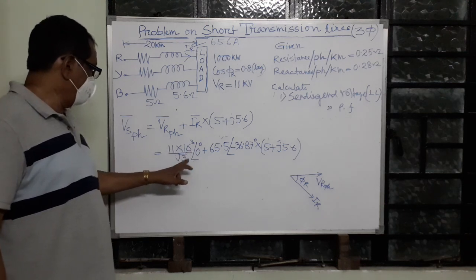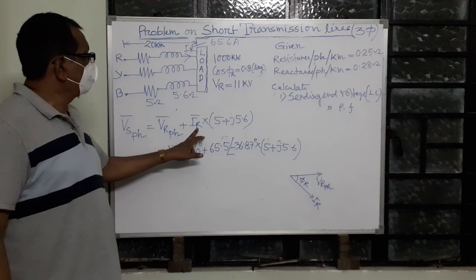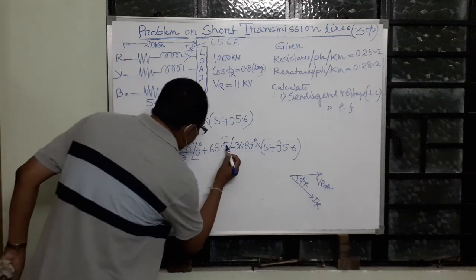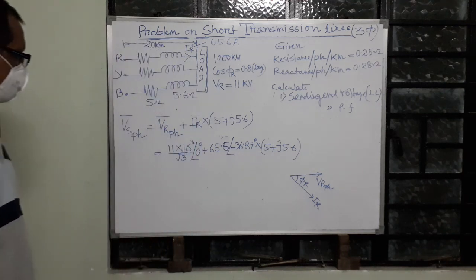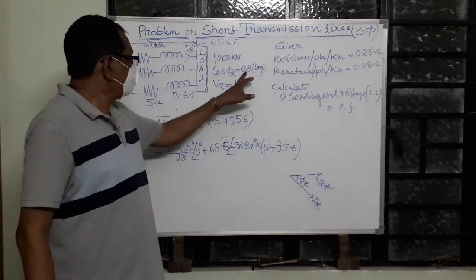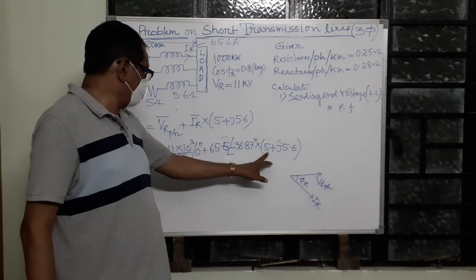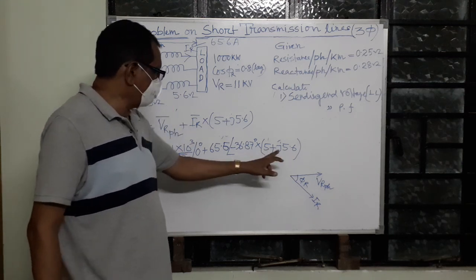11 × 10³ divided by √3, angle 0 degree. Current is 65.6, sorry, this is 6... angle minus 36.87. This angle is 36.87, and resistance per phase is 5, and reactance per phase is 5.6.